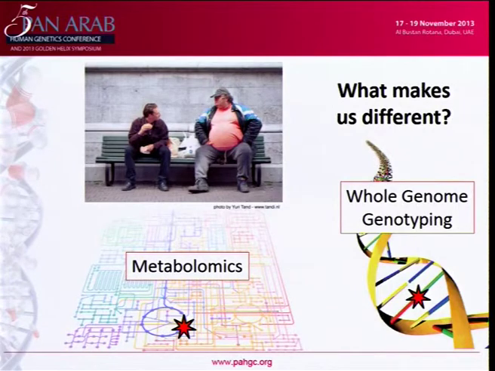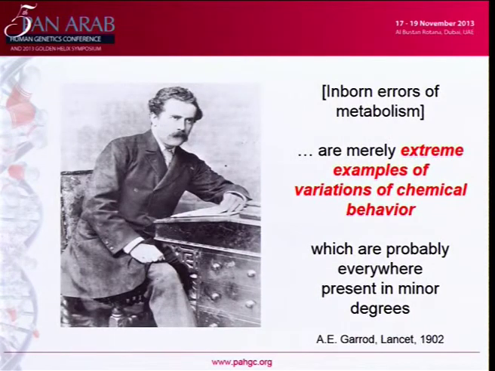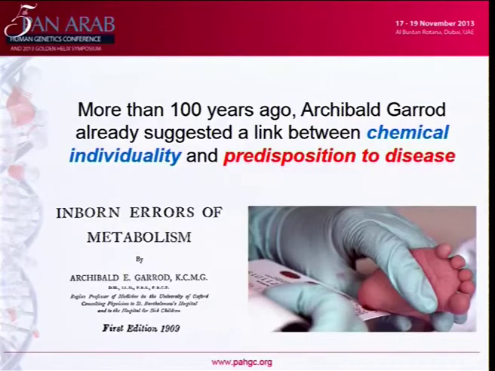So what we are interested in now is identifying how genetic variants and metabolic phenotypes associate. And actually this is a very old topic, so you probably know Archibald Garrod. He introduced the idea of inborn errors of metabolism. PKU is a prime example of that. But very interestingly, if you look into his book, even from 1902 and 1909, he already said that inborn errors of metabolism are actually merely extreme examples of phenotypes which are present everywhere in the normal population. And he suggested really 100 years ago a link between chemical individuality, which today we would call rather metabolic individuality, and predisposition to disease.